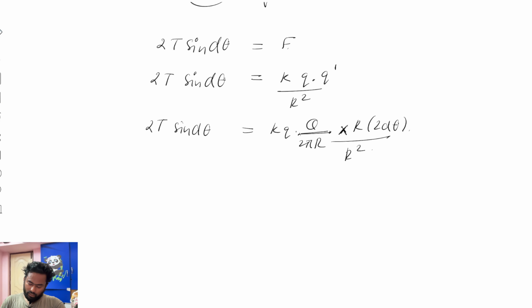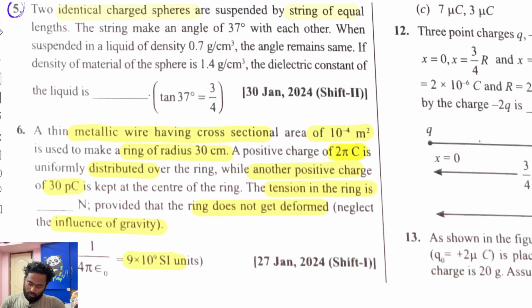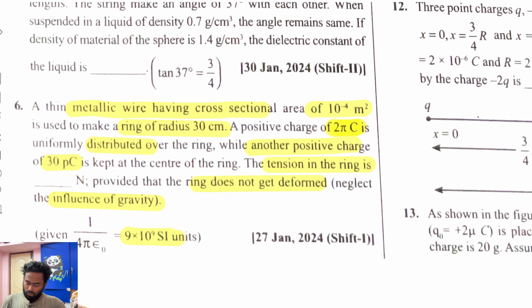Since d theta is a very small angle, sin d theta and d theta will be equal. So 2 sin d theta and 2 d theta will cancel. So we'll get that T equals K capital Q small q r and r, upon 2 pi r square. K value is 9 into 10 to the power 9. Now let's see, so tension is coming to be how much? K capital Q small q upon 2 pi r square.